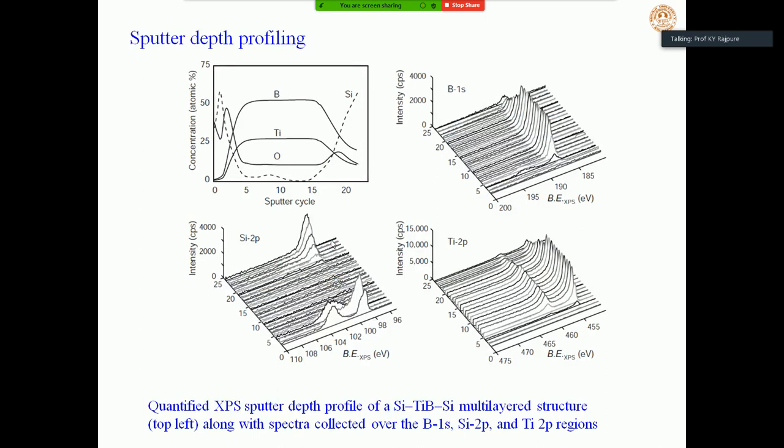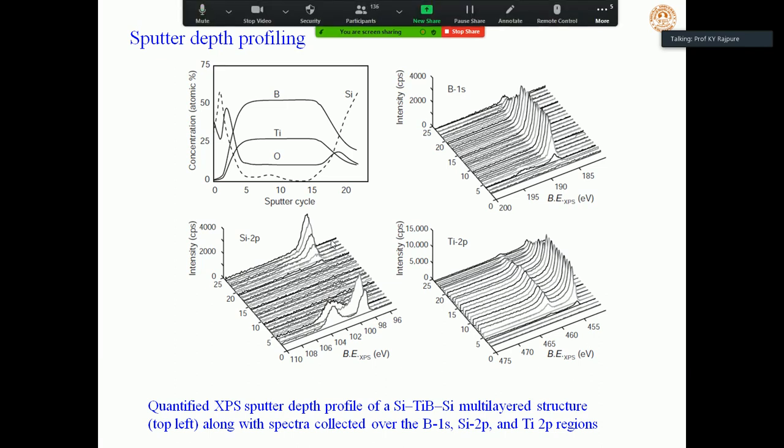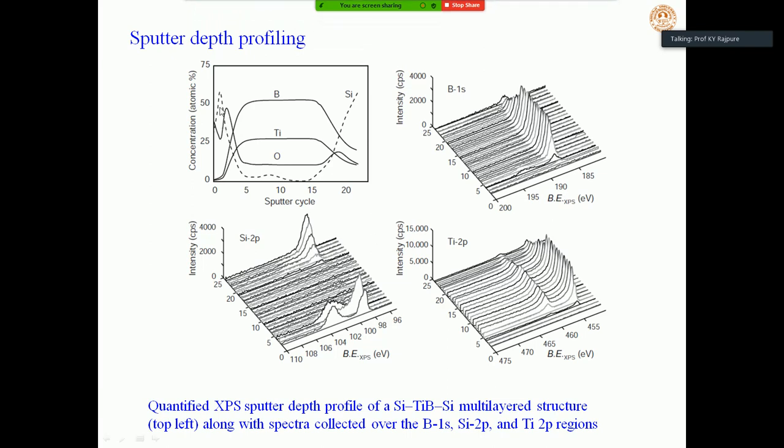And these are some of the results. Of course, I am not an expert in the analysis of the XPS spectrum, but here is the quantified XPS sputter depth profile of the Si, TiB, Si multilayered structure, this one. Here you can say BTiO, so TiB, Si, and the last is the Si. Sputter cycle means you just remove one layer at a time and take the spectrum and do the analysis.